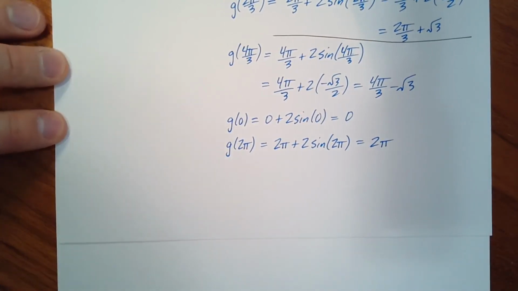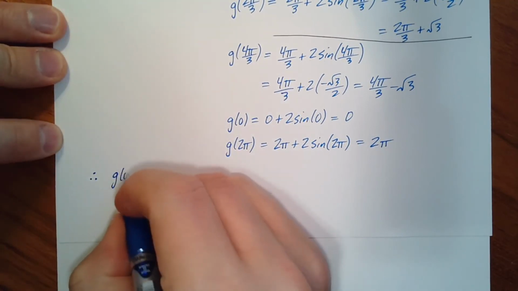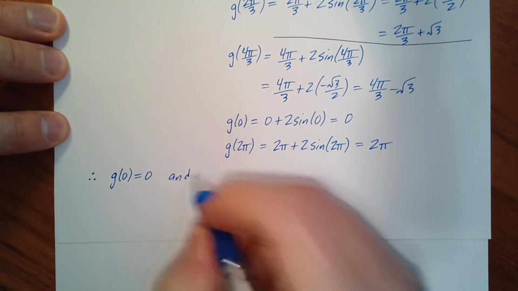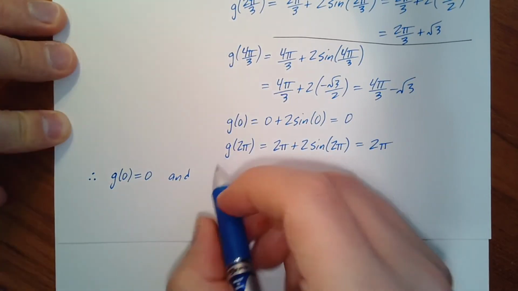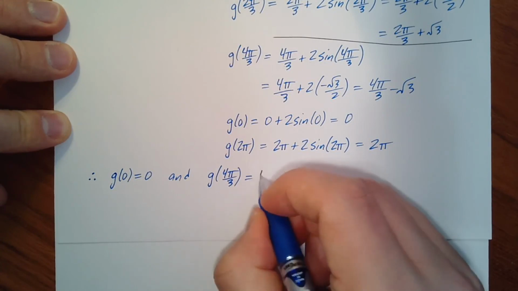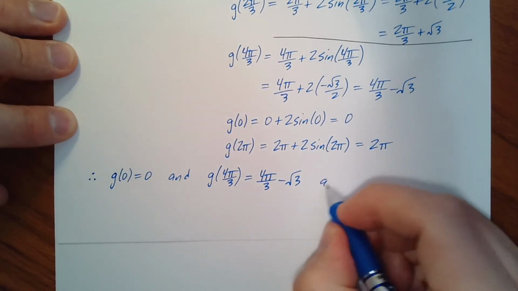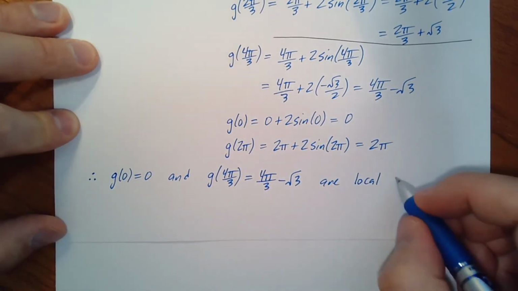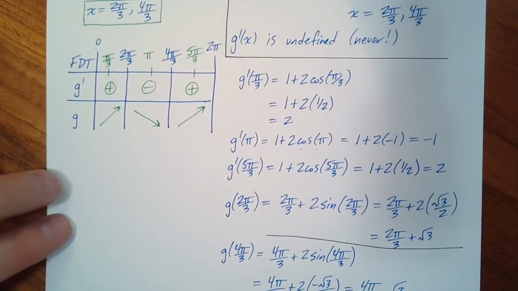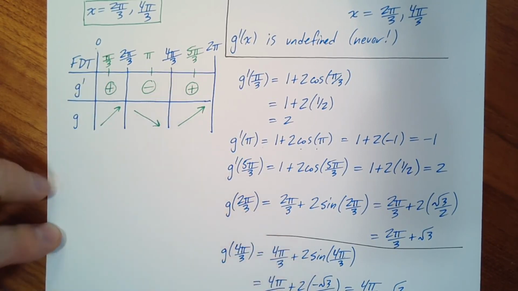So let's start with our local minimums. So therefore, g of 0, which is equal to 0, and g of 4 pi over 3, which was equal to 4 pi over 3 minus the square root of 3, those are local minimums. Right, just looking at the table here as a reminder, we've got a local minimum here at 0, and we've got a local minimum here at 4 pi over 3.